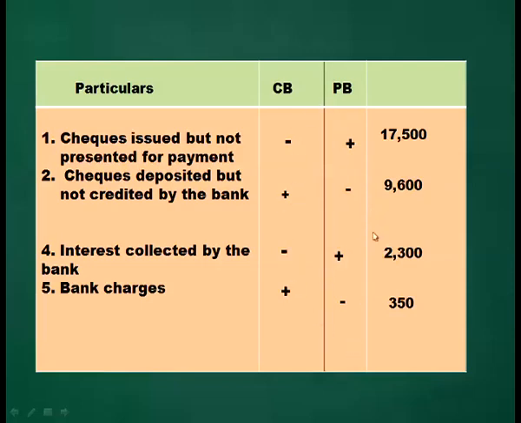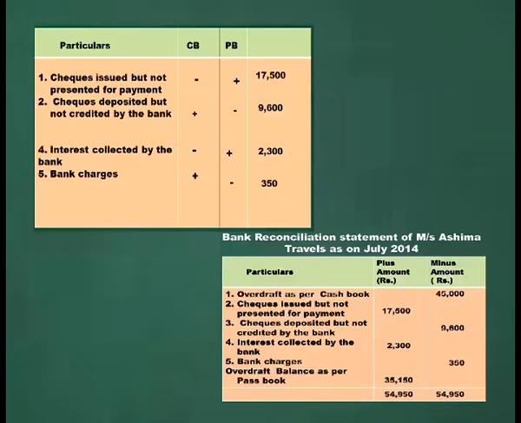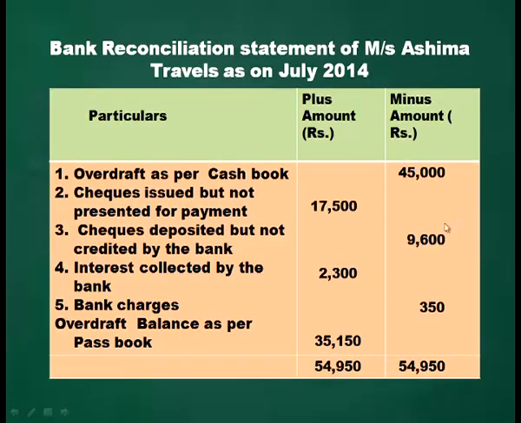Overdraft balance as per cash book. We are starting with the overdraft balance as per cash book. Then you will look into the columns of the passbook and you will record. That is plus 17,500 and plus 2,300. See, in the plus amount column you are recording those items and its explanation in the particulars column, and in the minus amount column 9,600 and 350. Find the total of both columns, plus amount column and minus amount column, and the difference you will get is the overdraft balance as per passbook, because we are starting with the overdraft balance as per cash book and we will end with the overdraft balance as per passbook.